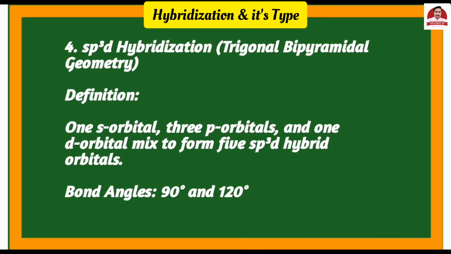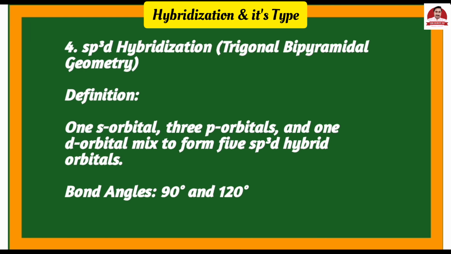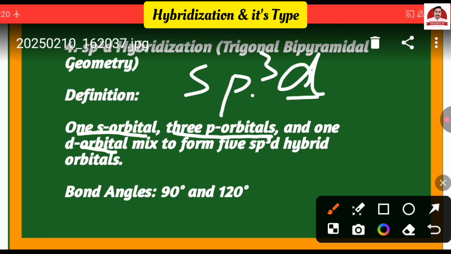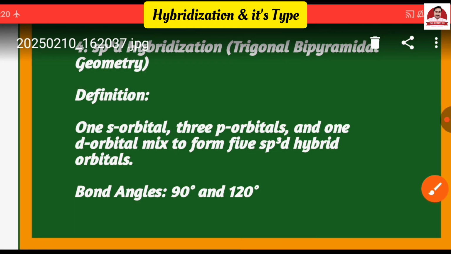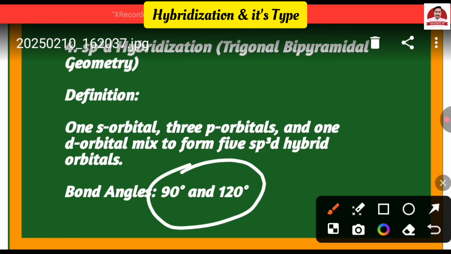Next type of hybridization is the sp3d hybridization. How can we define this? In sp3d, 1s, 3p and 1d orbitals mix together to form 5 sp3d hybrid orbitals, that is 1s, 3p and 1d. They form 5 sp3d hybrid orbitals, and molecules which contain sp3d orbitals have bond angles of 90 and 120.